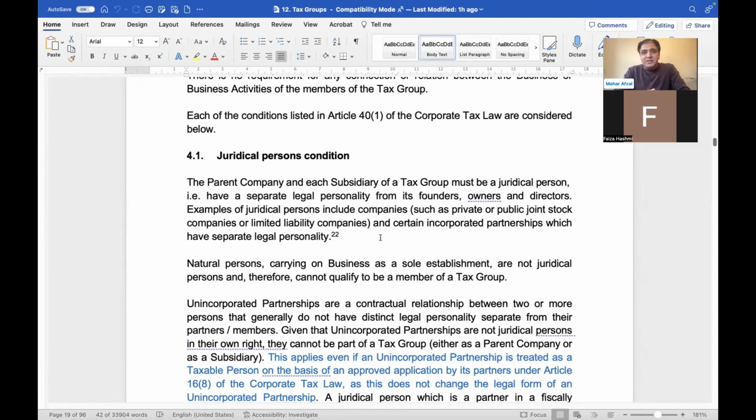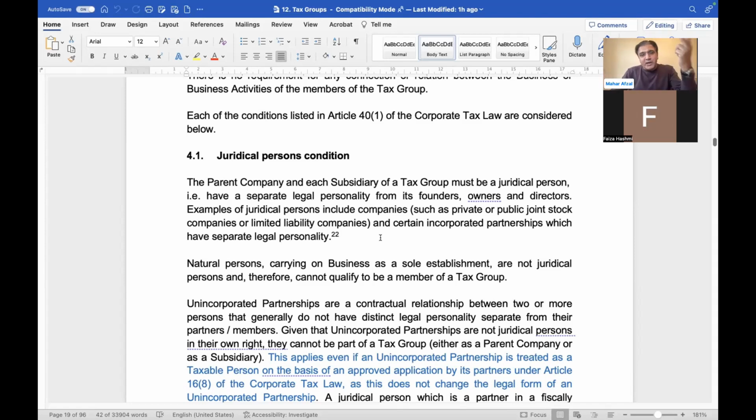In the resident taxable person, we discussed three further categories. One is the companies, juridical persons, which are controlled and managed from the UAE. These will be resident persons. Second, the juridical person registered outside the UAE but controlled and managed from the UAE will be considered a resident person. Third, the natural person who is acting as a business. These natural persons are not juridical persons.